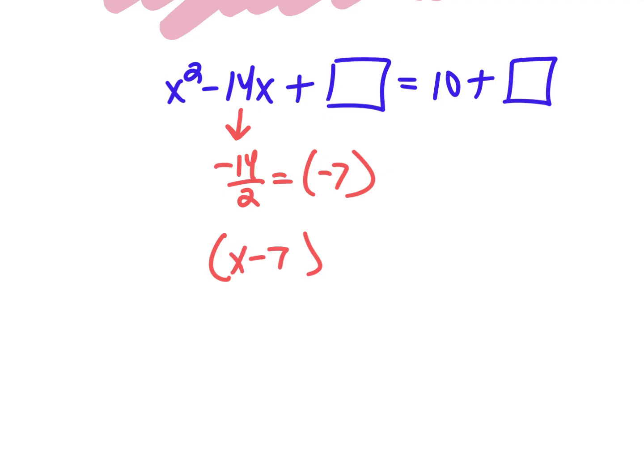X minus 7 squared. Good. And then how do I know what goes in the box? You square this. So it's 49. What's 10 plus 49? 59. Now we're back to what?